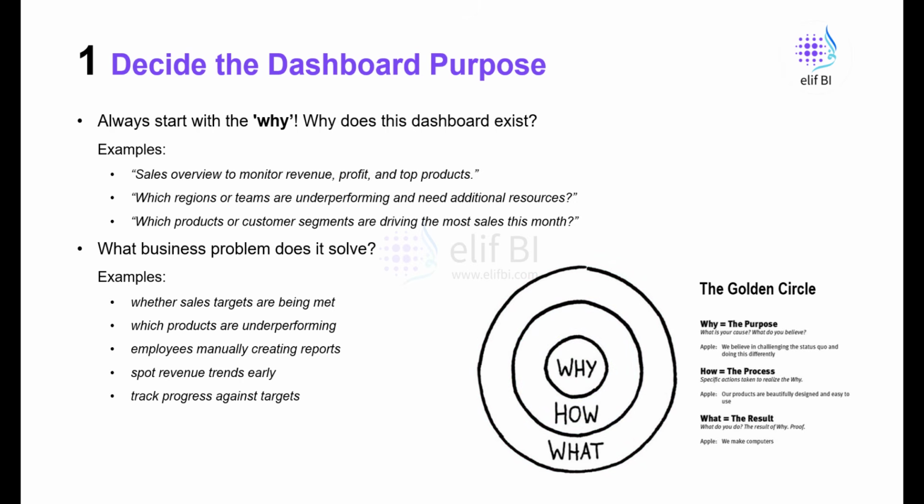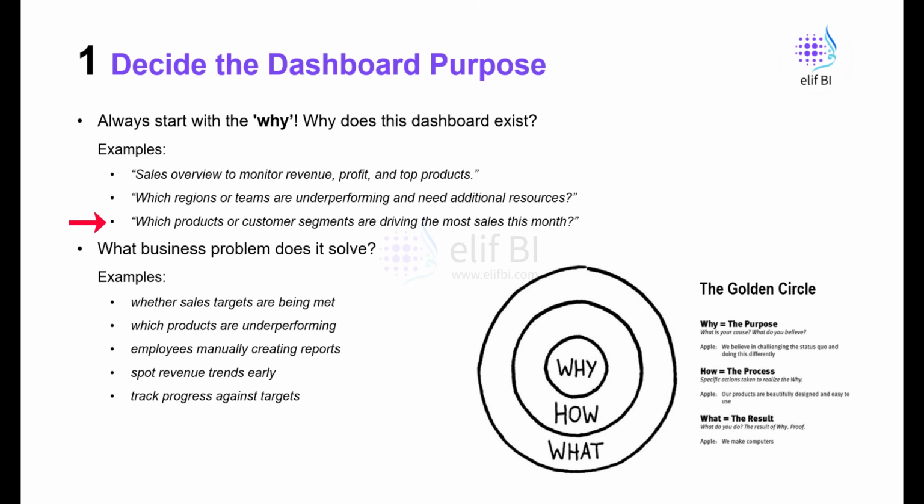We can see some of the examples on the screen based on our dataset that is related to sales data that we will see shortly. For example, if we want to build a dashboard about the sales overview, where we monitor certain KPIs, like the common ones such as revenue, profit, and top products and so on. We could also have another dashboard where we are focusing on the regions and trying to understand which regions are underperforming or meeting the targets. And then we could also have product or customer-centric dashboards.